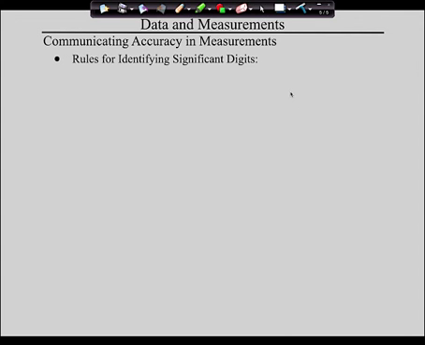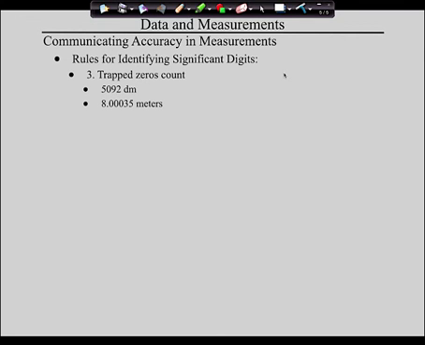All right, try this. Rule number 3, trap zeros count. So what is a trap zero? Let me show you some examples. 5092 decimeters. What's a decimeter? Doesn't matter. We'll talk about it later. But guys, what is 5092? How many significant digits? All 4. That 0 is significant because it's trapped between the 5 and the 9. So all 4 are significant.